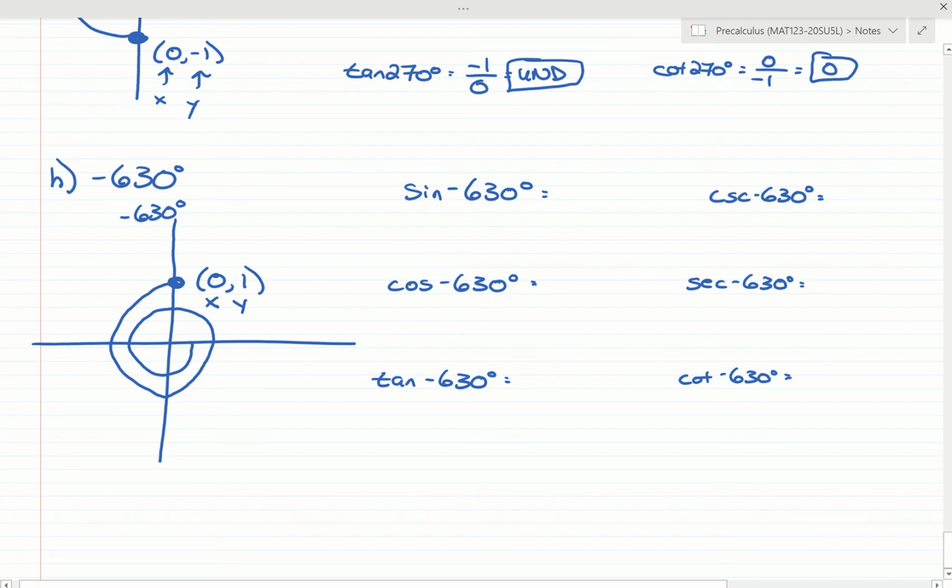So sine would be the y value, which is 1. Cosecant, we're going to take the reciprocal. So if you want, you can make this into a fraction. If that helps you find the reciprocal, 1 over 1 would still be 1. Cosine is the x value, so that's 0. That's the answer. But to get secant, you can make a reciprocal of 1 over 0, which we know is undefined.